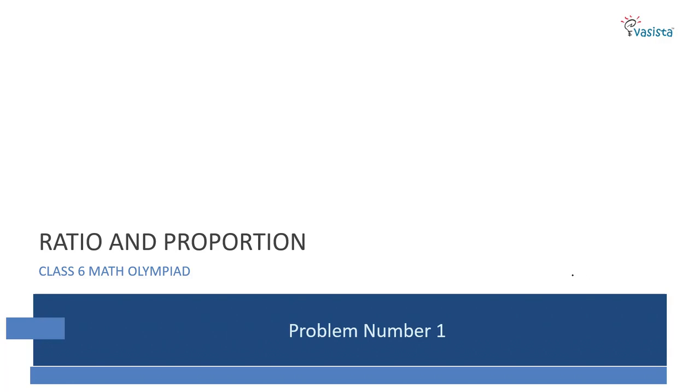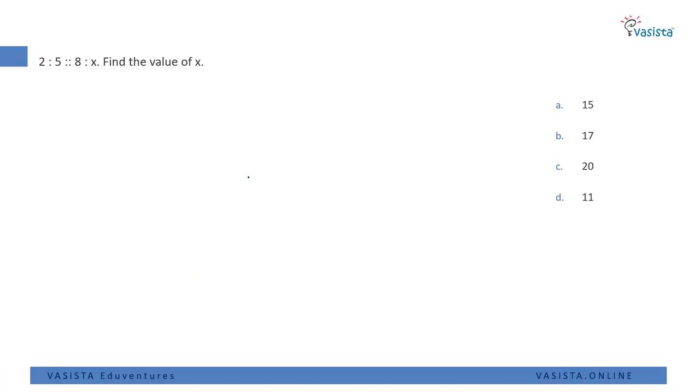Let us start working on the problem based on ratio and proportion. This is problem number 1 right here. What they have given here is 2:5 equals 2:8:x. We need to find the value of x.